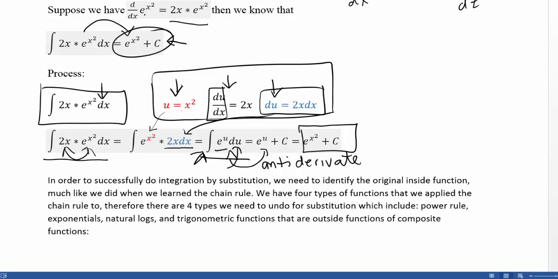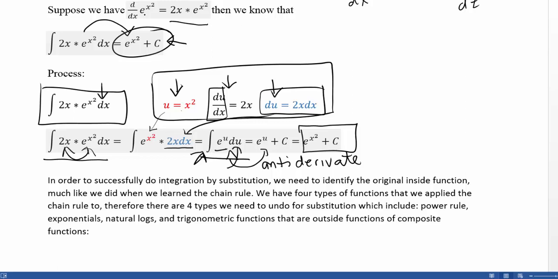So remember, we did the chain rule for 4 types of functions. We had the power rule, so some sort of parentheses raised to a power. We had exponentials, that's the type we just did. We had natural logs of complicated things, and we have trigonometric functions. So that means we have 4 types that we need to make sure we know how to undo with integration by substitution.